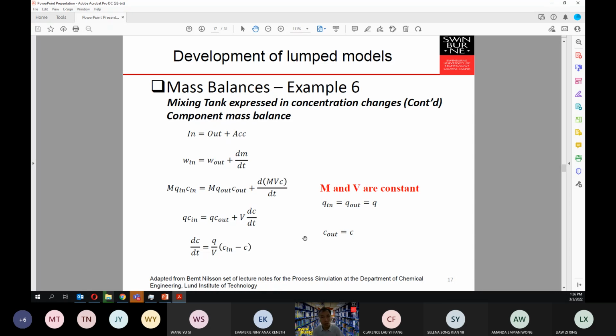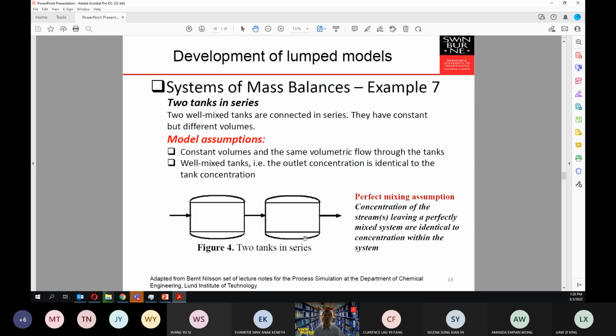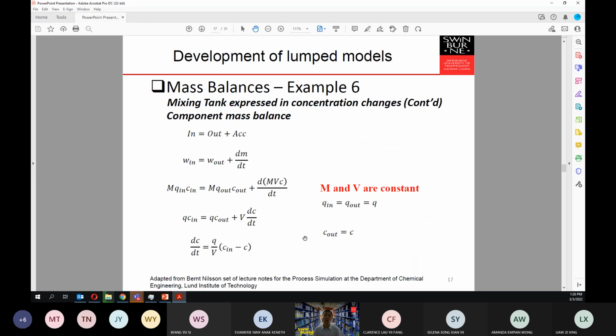Does everybody have questions up to here, up to this example 6? Everybody okay with this? I'll go a little bit more. Well, you see why Q in is equal to Q out. That's just a simplification to be made, to be able to go from this form into this form in here.